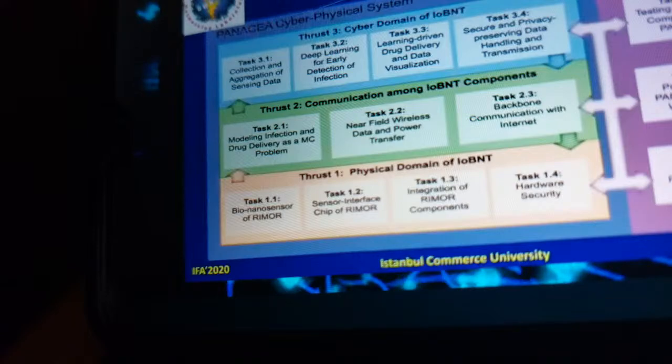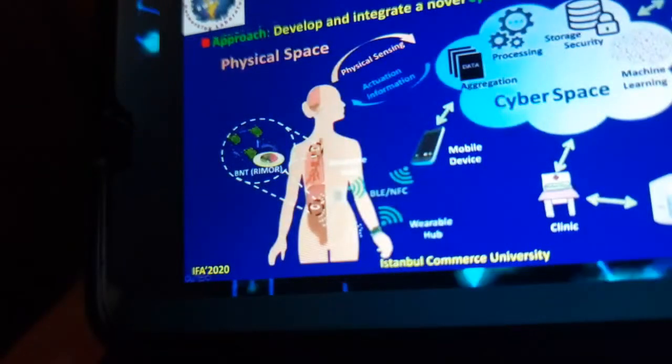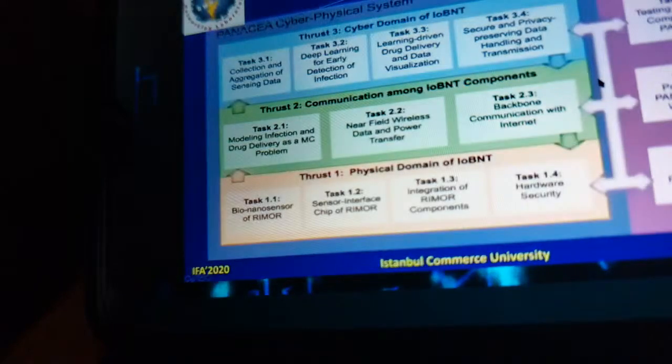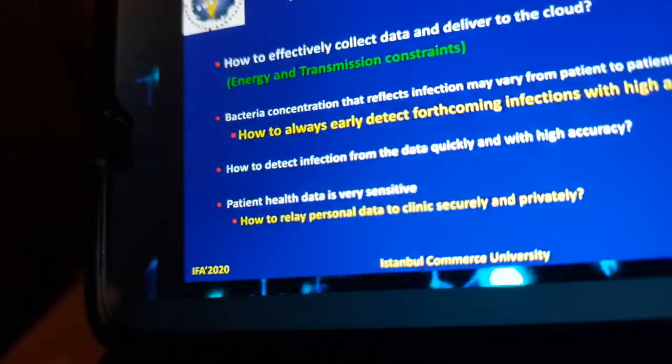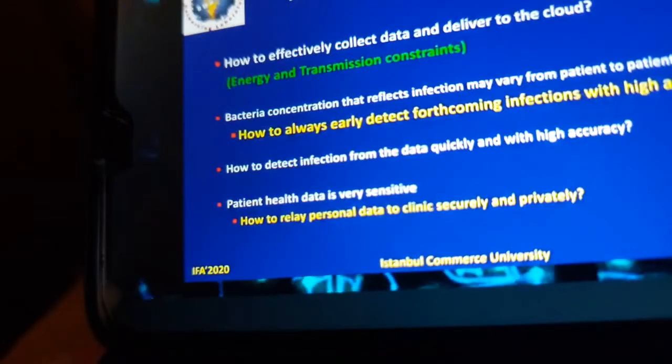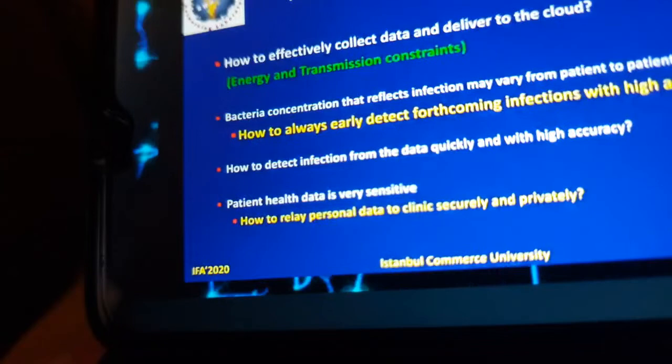So what are the challenges when we look at the cyberspace, right here, this part, right? That's typical all computer science related research. So how do we effectively collect data and deliver to the computers or cloud or to the users?